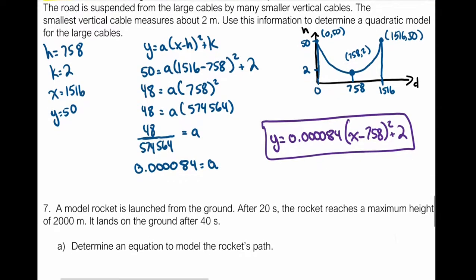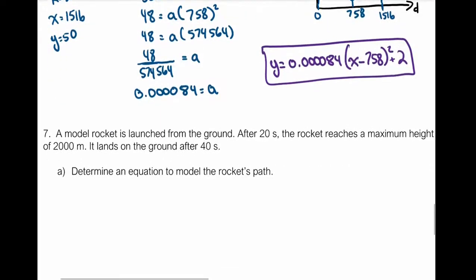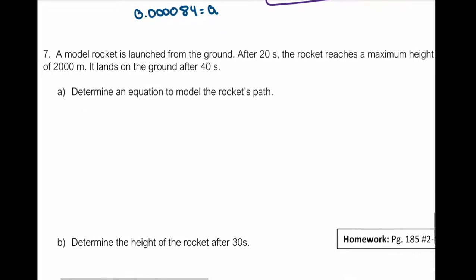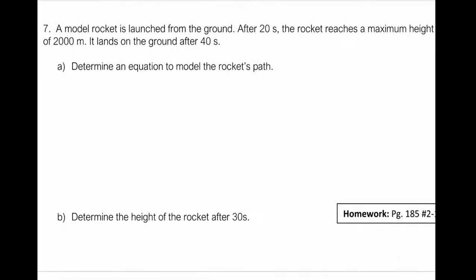For number 7, it's going to be roughly the exact same thing. So here what I'm going to do, I'm going to help you come up with the drawing for it, and then I'm going to let you try to figure out the rest and come up with the equation on your own. And then the second part B wants you to use that equation to find the height of the rocket.